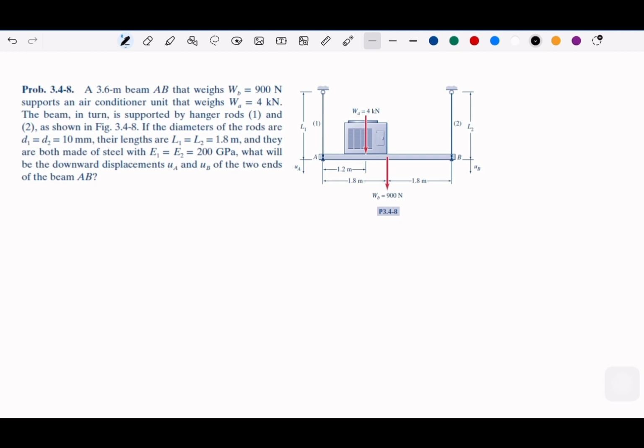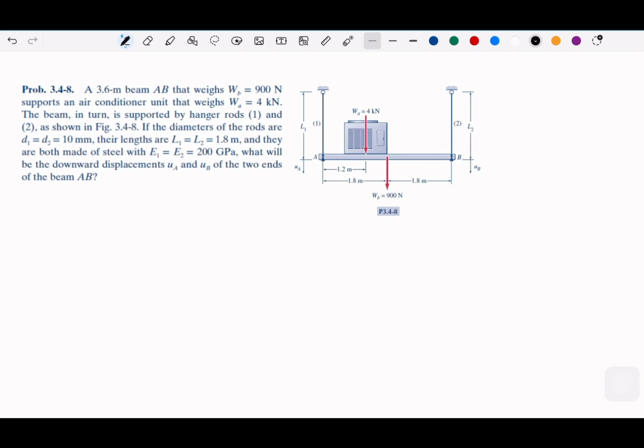So the beam AB has a weight of 900 Newton, and it supports the air conditioning unit, which is 4 kilonewton. The beam itself is only 900. It is supported by rods 1 and 2. The diameters are the same. The length is also the same, 1.8 meter. They are also made of the same steel, the same E.